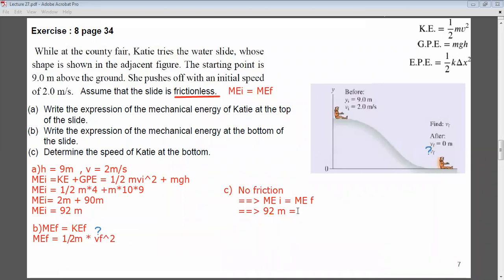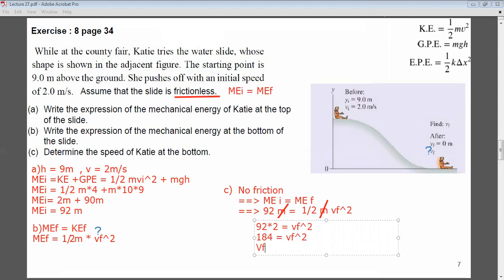Okay, is equal to half m v final square. Okay, m goes with m. This m here goes with this m. Okay. So I get 92 times 2. I do cross multiplication here. 92 times 2 is equal to v final square. 184 is equal to v final square.